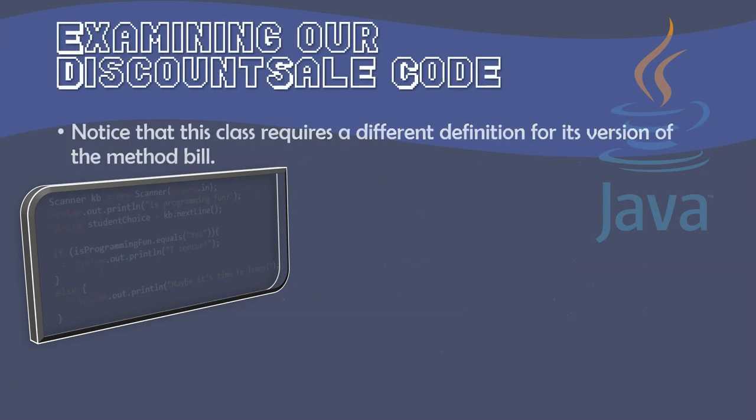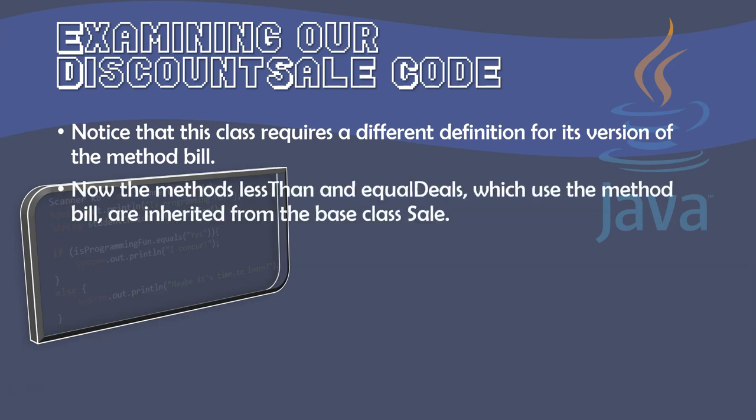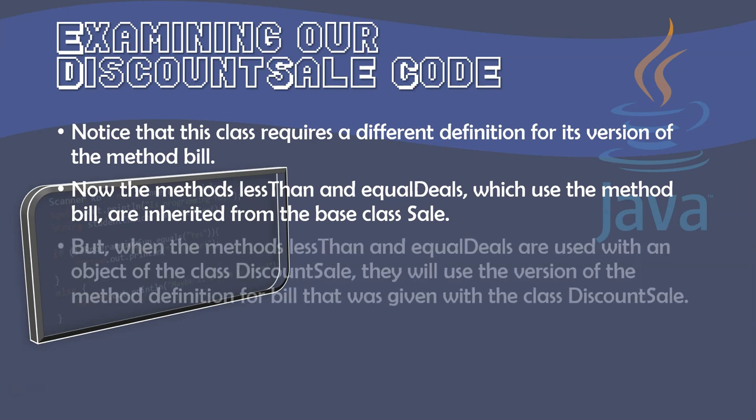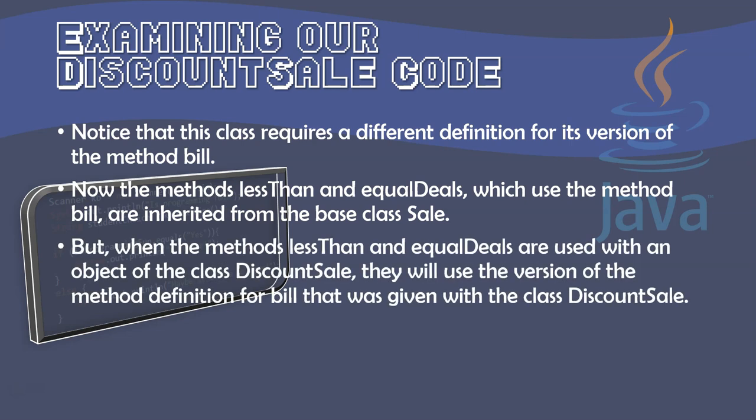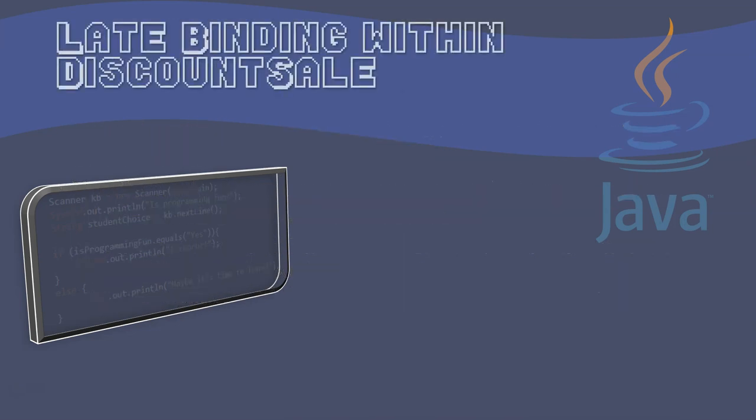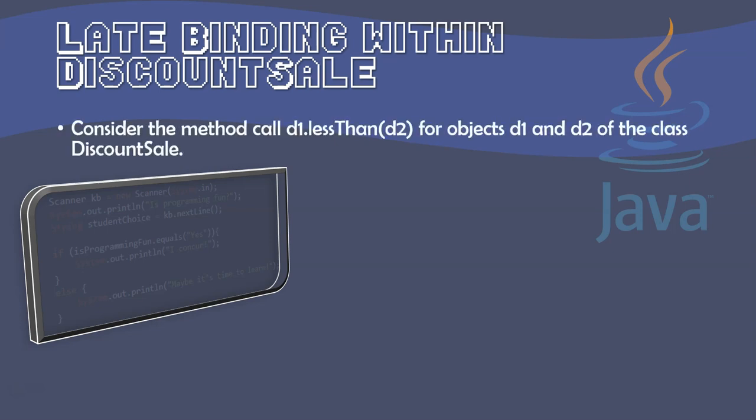And with our DiscountSale code, we have different definitions for the version of that method. Now, the methods lessThan and equalDeals, which are inherited from Sale, you'll notice that they are used with the object of the class DiscountSale, which means that that definition is operating on the one with DiscountSale, not with the base class. And what that works out is that late binding within DiscountSale is actually helping us out here.